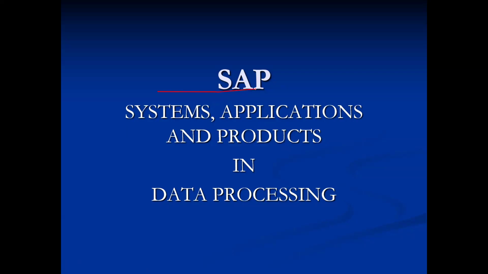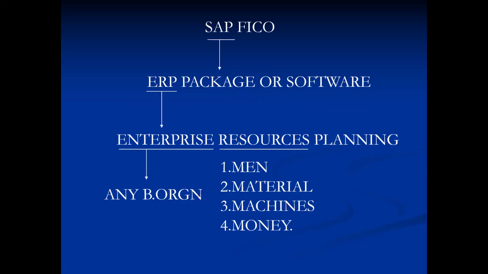SAP stands for Systems, Applications, and Products in Data Processing. This is the expansion for the word SAP. SAP is called an ERP package or ERP software. ERP means Enterprise Resources Planning. Enterprise means any business organization is called an enterprise.